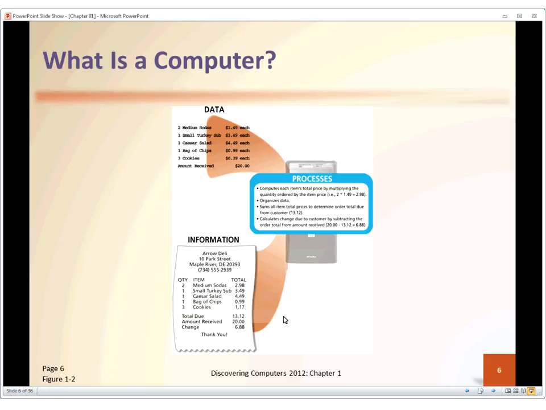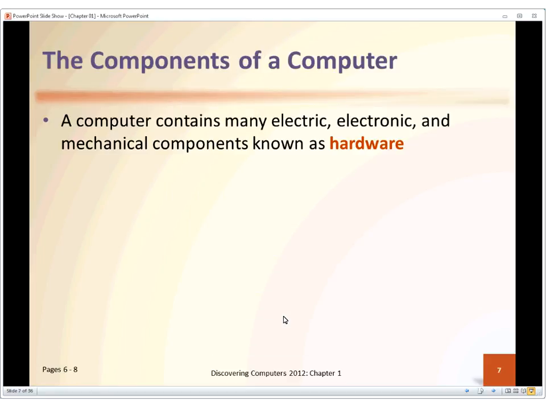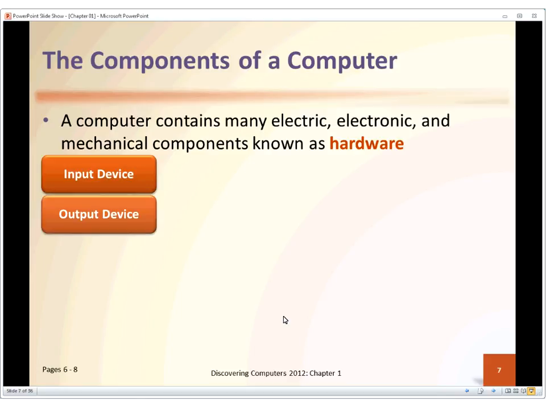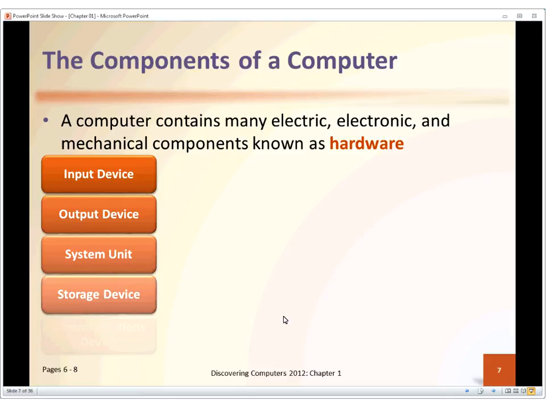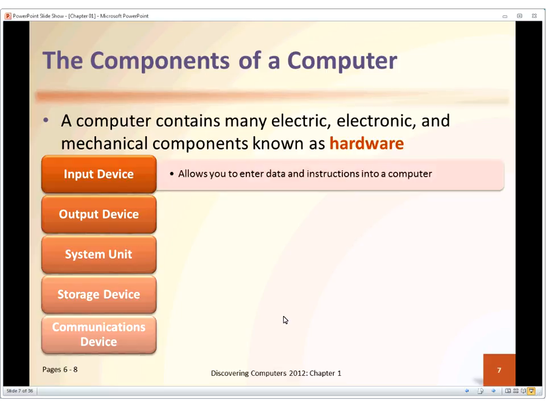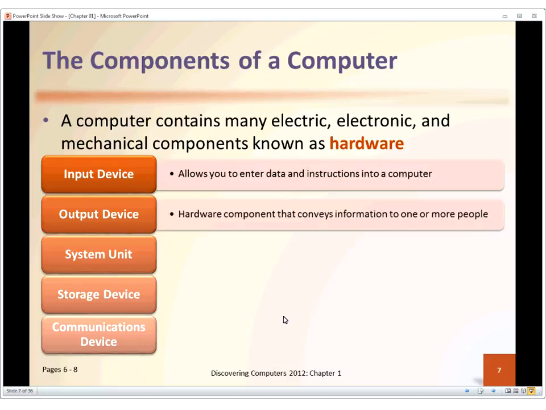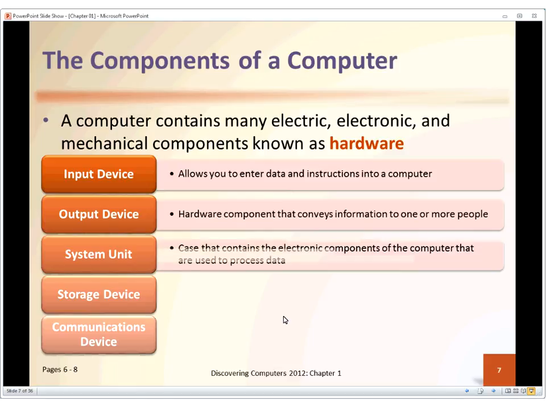So remember that you're also going to be responsible for knowing the components of the computer, and there are five. They are part of the hardware components, the mechanical things that you can touch and feel. There are input devices and output devices. Those are the two ends of the information processing cycle. There's the system unit, the actual computer itself, storage devices where you can retain the software and information and data that you acquired, and then there are also communication devices.